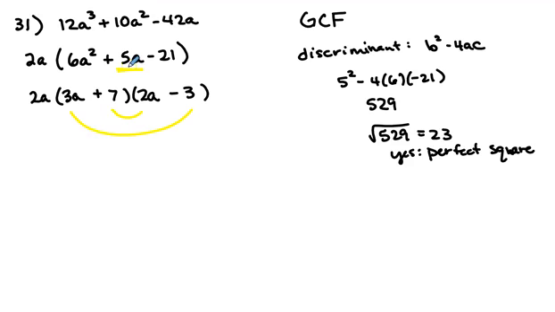If you didn't get it on the first try, that's okay. You just keep trying the other possibilities until it works. And then positive 7 times negative 3 is negative 21, so it all checks out, and that's our answer.